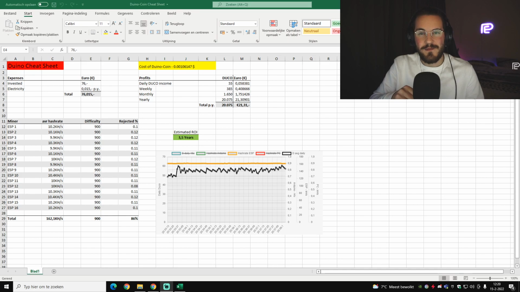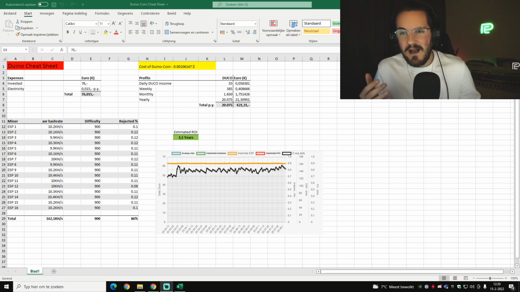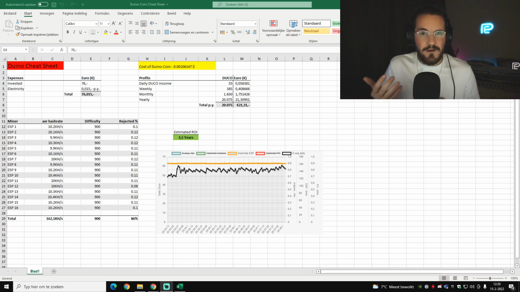So let's start from the beginning. When you invest in Duinocoin, firstly, you have to buy some boards. In my case, I've bought some ESP8266s. In total, I bought 16 of them, which led me to a total of 76 euros. The average price of one is around 3 to 4 euros. It kind of depends where you live, but I've paid around that price. So the total of 16 ESPs is 76 euros.